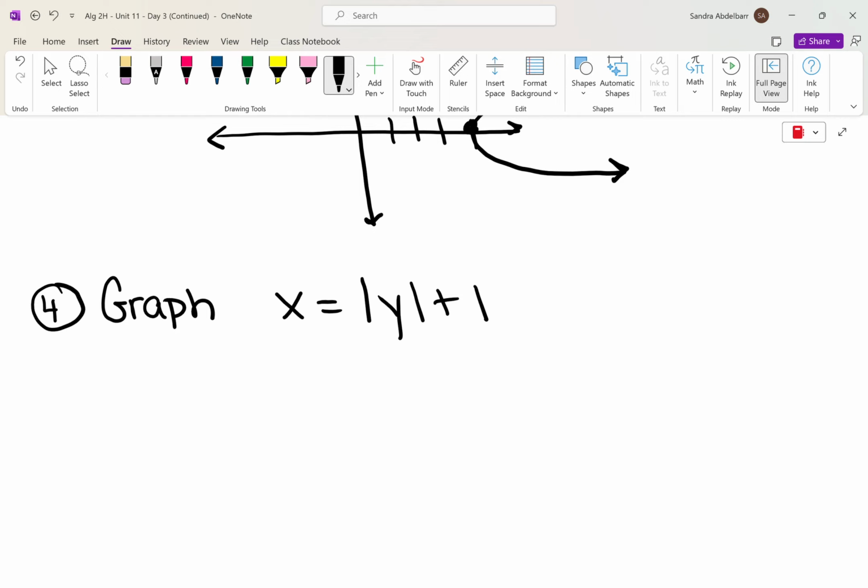So what have I done here? What have I done? Nobody knows what I've done? I switched y and x. So what does this mean? This is the inverse. Before we do anything, I want us to go back to the original.